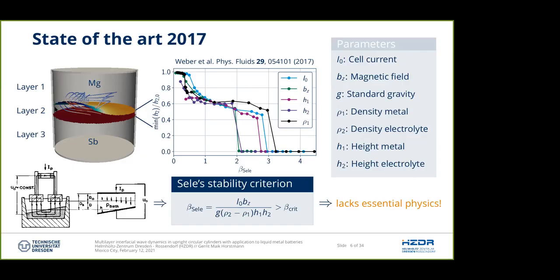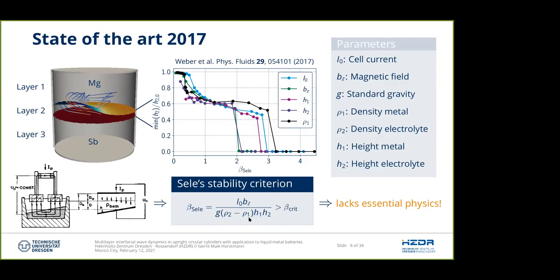You can here see the wave crest in the upper interface of magnesium antimony batteries. And this was the first result. And then he tried to understand or to predict the stability of these cells. And he applied a classical stability criterion, which originates from aluminum reduction cells, from 2-layer cells.